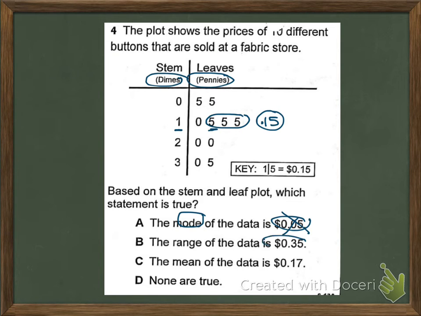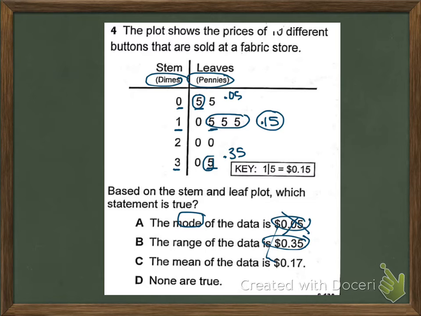The range is 35 cents. So what is your biggest value? That's going to be the very last number. So your stem and your leaf is 0.35. And then what is your least value? That's going to be the very first number. Your stem is 0 and your leaf is 5, but it's 5 pennies. So how do we write 5 cents?